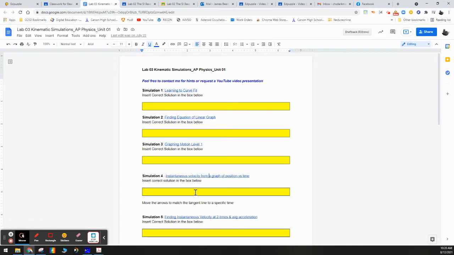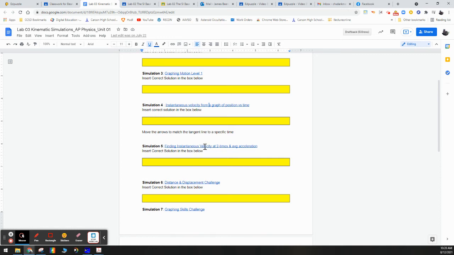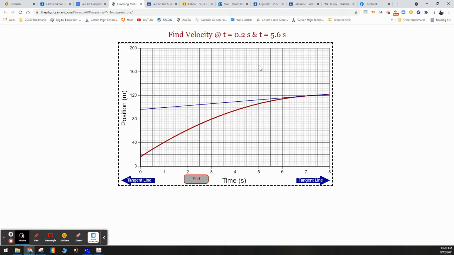Okay, let's go to number 5 here, finding instantaneous velocity at two times and then finding the average acceleration. Let me go ahead and hit begin. It says find the velocity at 0.2 seconds, so let's do that first.